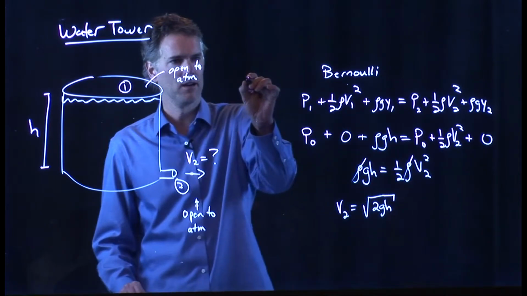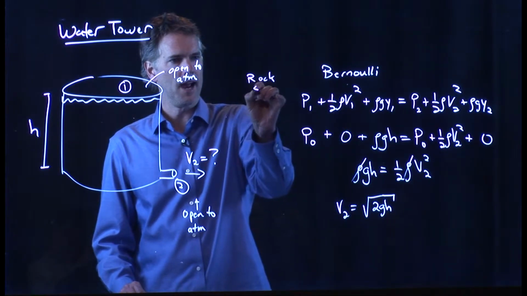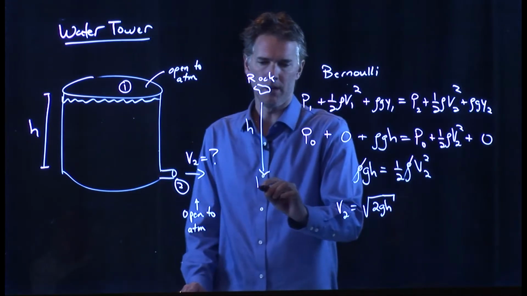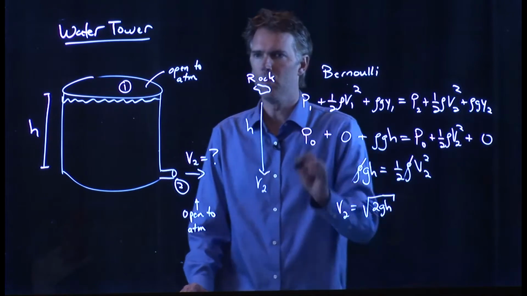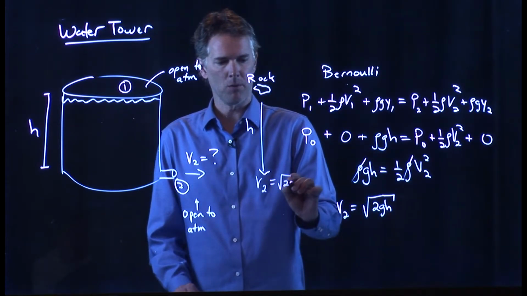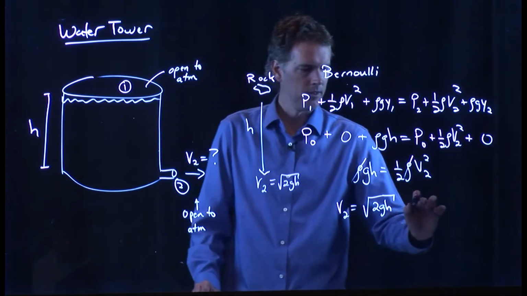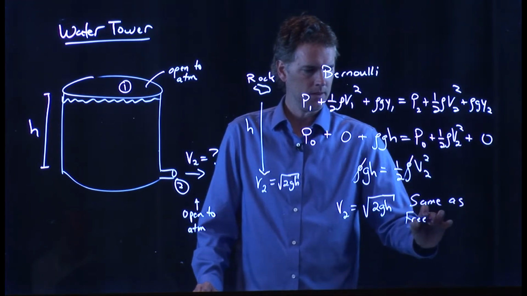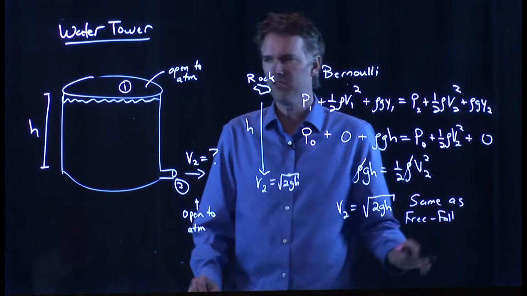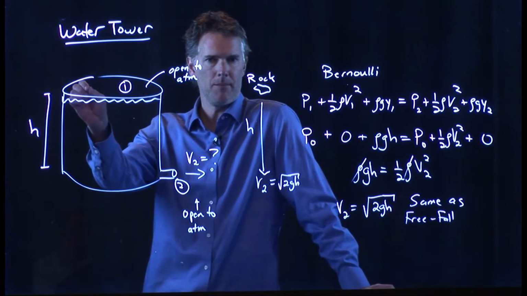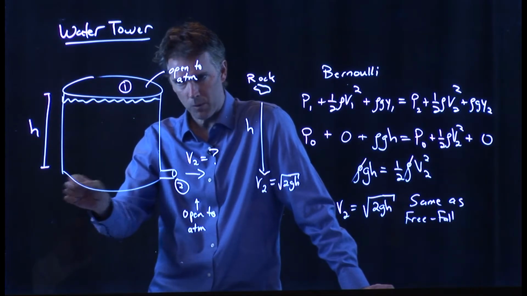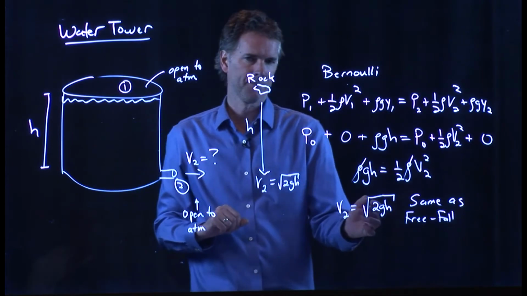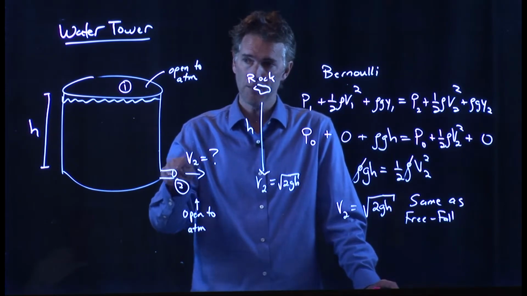If I took a rock and I held it up here at height h and I dropped it, it would be going speed v2 when it hit the ground, which is square root of 2gh. This is exactly the same as free fall. So it's just like that water molecule that was floating around up there, fell all the way to the bottom with nothing else in the way. How fast would it be going when it hit the bottom? This. How fast is the water shooting out of the pipe? It's that.